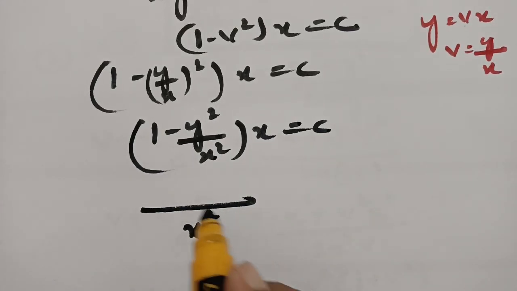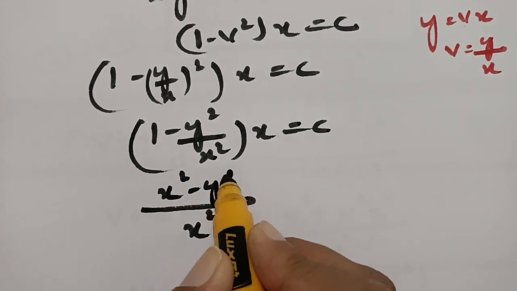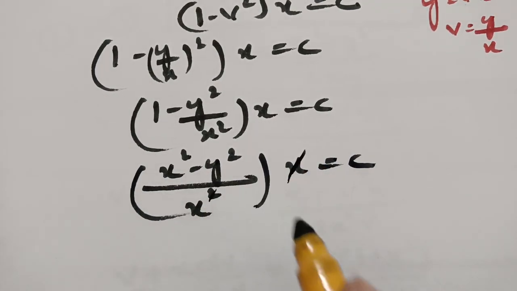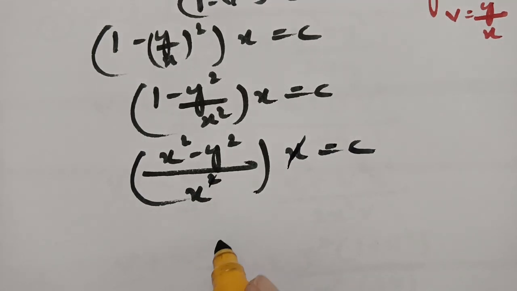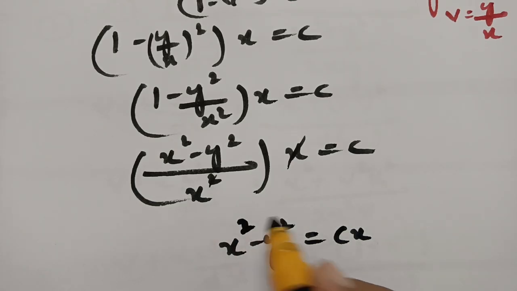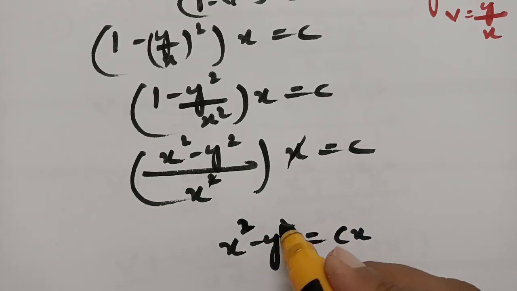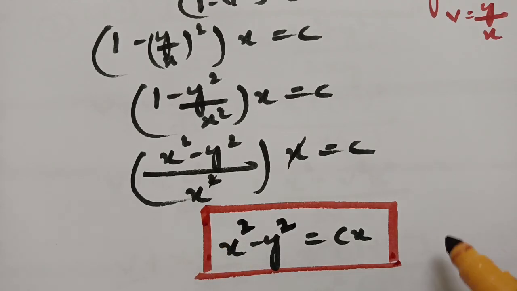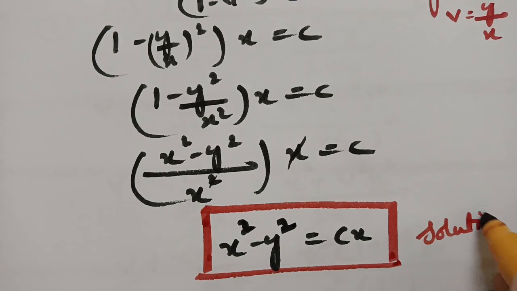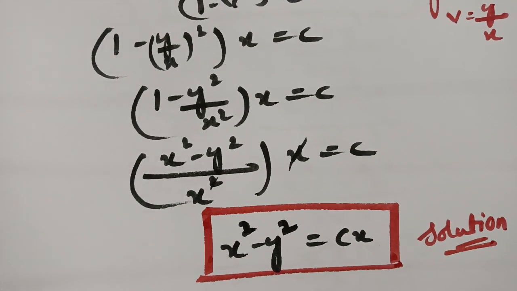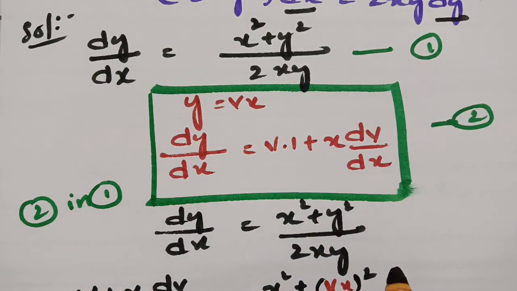So if I take x square common, this will be x square minus y square into x is equal to c. So if I cancel one x and send this x to the other side, this will be x square minus y square is equal to cx. So we got the final result as x square minus y square is equal to cx, and this is the solution for a homogeneous differential equation after substituting y is equal to vx. Hope everybody understands this one.